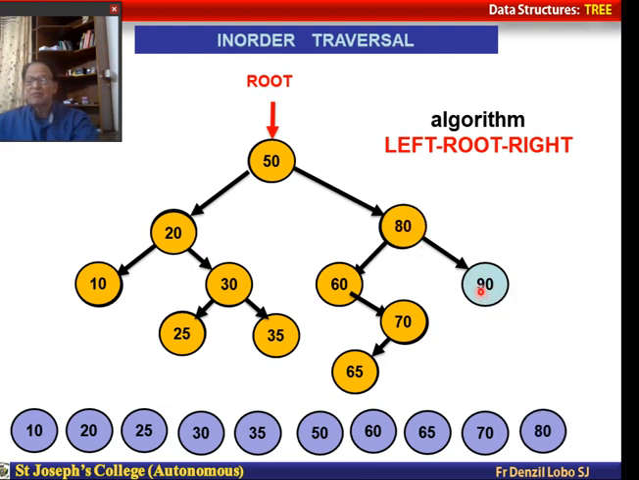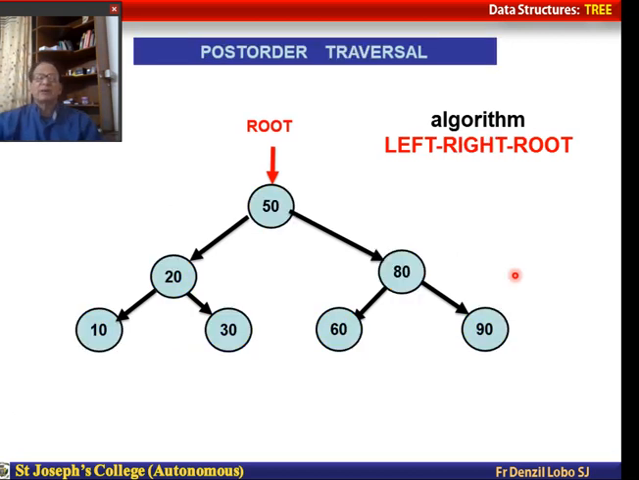There is only one leaf. Therefore, it is printed. So this is the in-order traversal of my binary search tree. With that, we come to the next traversal method, what is called the post-order traversal of my binary search tree.